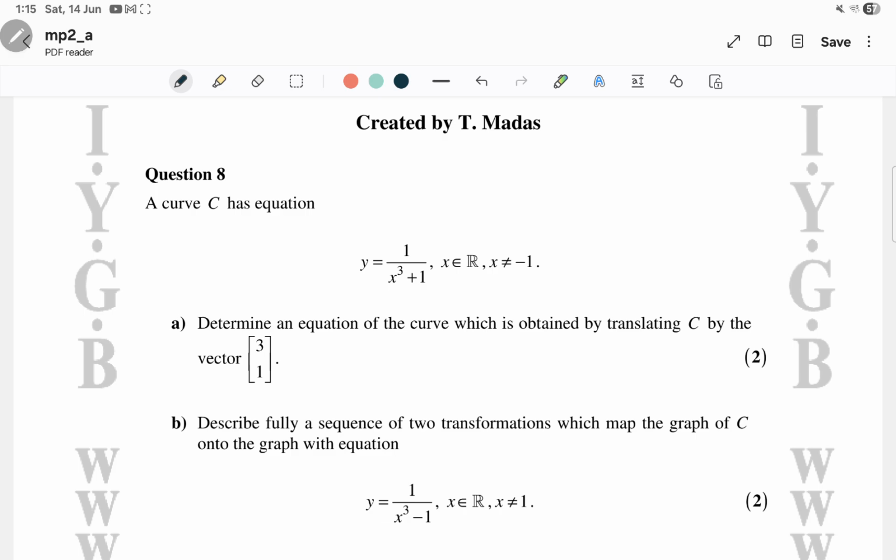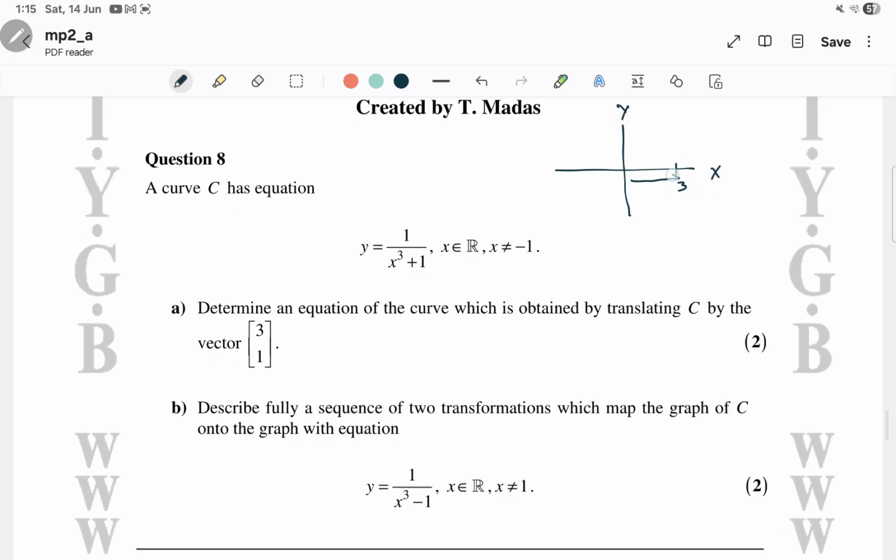Okay students, question number 8: a curve C has equation y equals 1 over x cubed plus 1, x belongs to R and x is not equal to minus 1. Determine an equation of the curve which is obtained by translating C by the vector (3, 1). If you are translating the curve 3 units across on the x-axis and 1 unit up on the y-axis, that means in the function you need to take away 3 inside the function and add 1 outside the function.